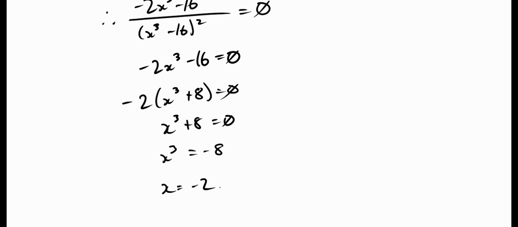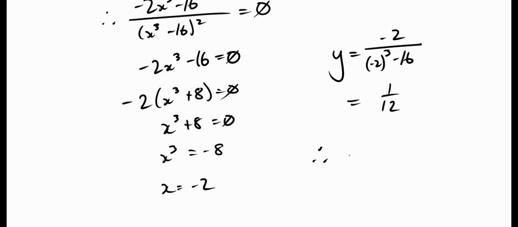And x is negative 2. I'm going to sub that back in. And I'm just going to do this quickly. It works out to 1 over 12. Therefore, at the point negative 2 and 1 over 12, the tangent line is horizontal.